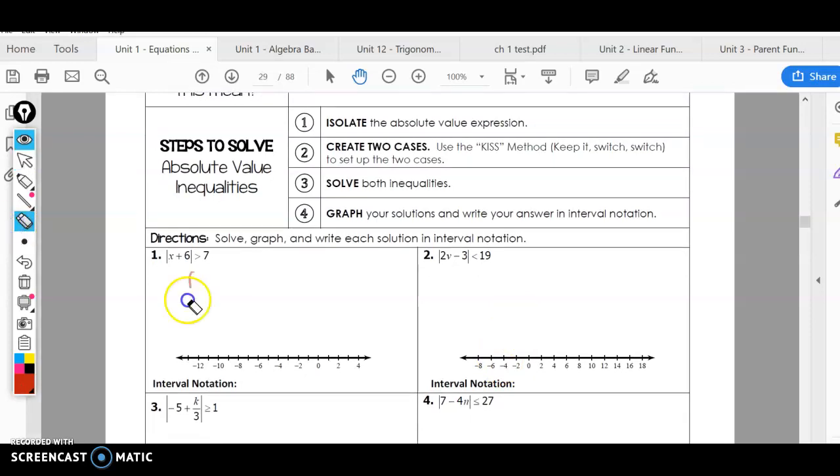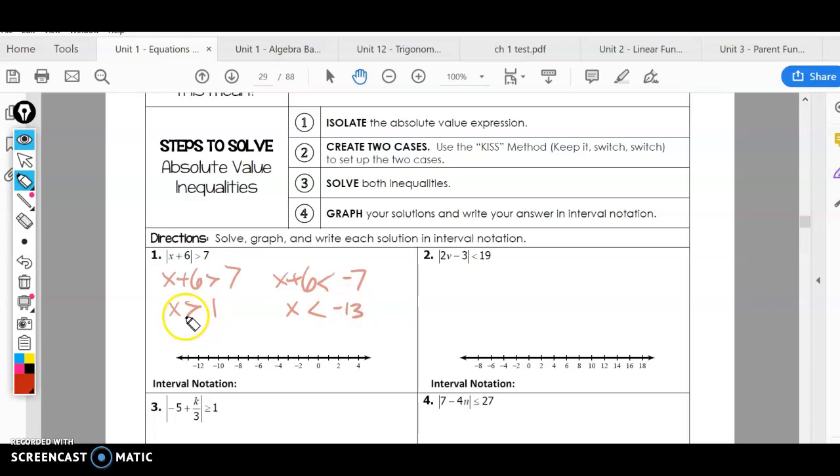For number 1, we're going to create our two inequalities. x plus 6 is greater than 7. And our second inequality is going to be x plus 6, and we need to flip both parts here. Flip the sign to make it less than, and also negate the other number to make it negative 7. So two things to do. Now it's simply solving. Here x is greater than 1. In the other inequality, x is less than negative 13.